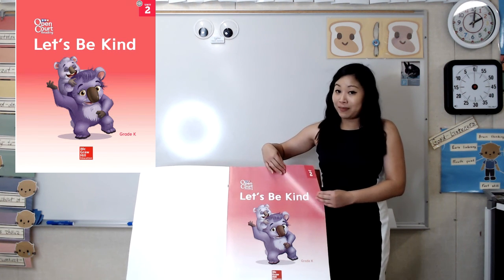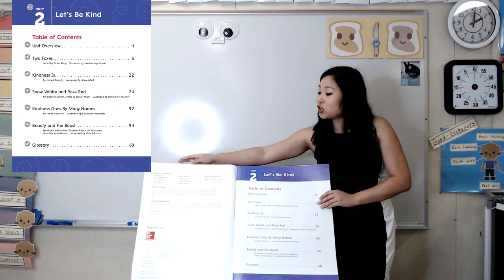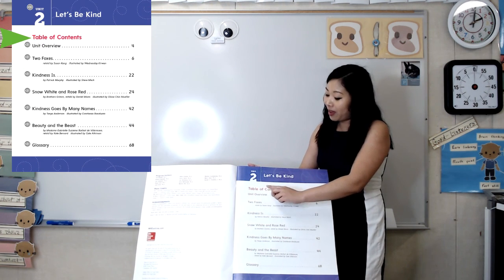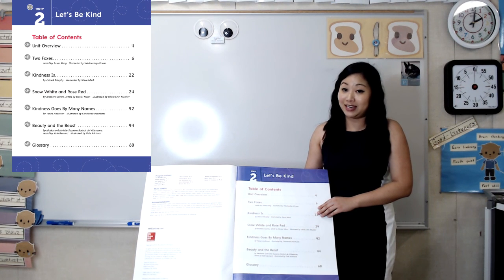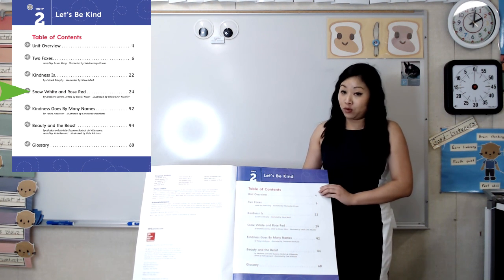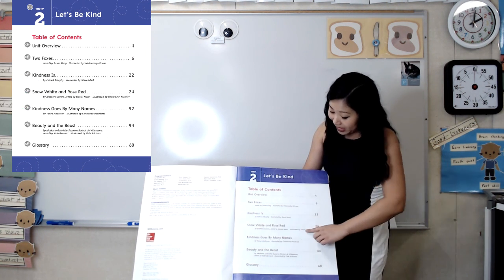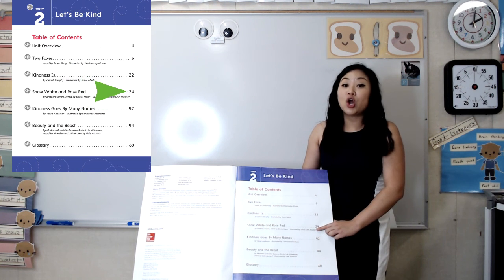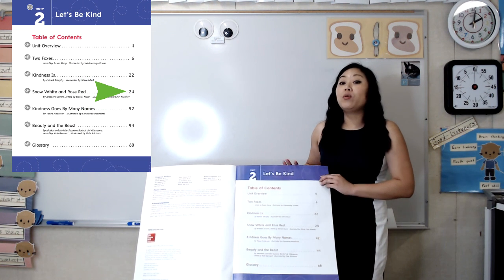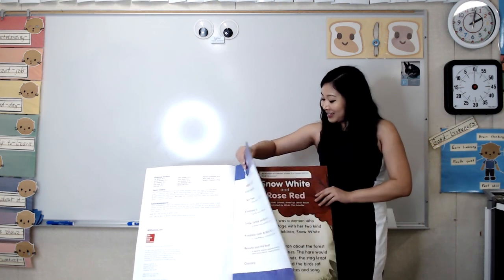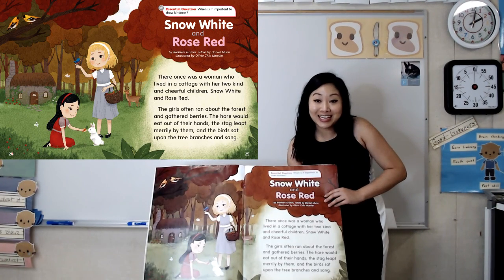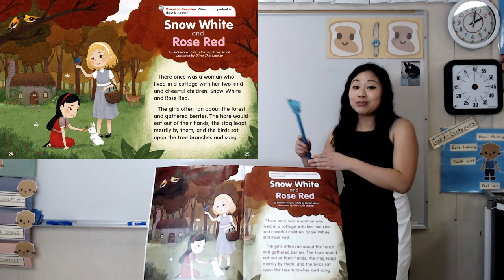And when I turn the page again, I see a special place called the Table of Contents. The table of contents tells you where to find things. Remember, our story is called Snow White and Rose Red. And when I move my finger across the page, I see it's on page 24. So I'm going to go ahead and turn to page 24. And there it is, Snow White and Rose Red.